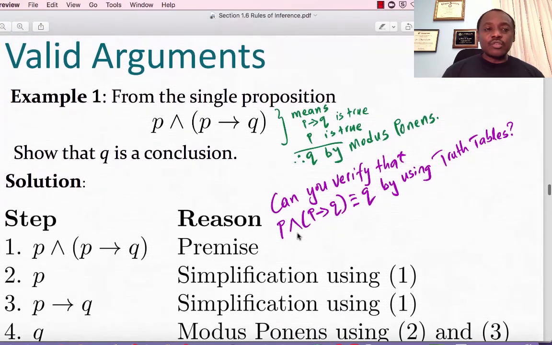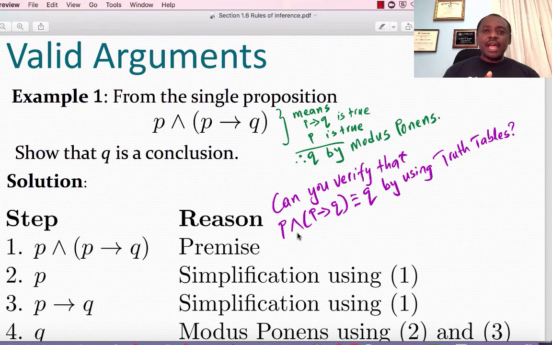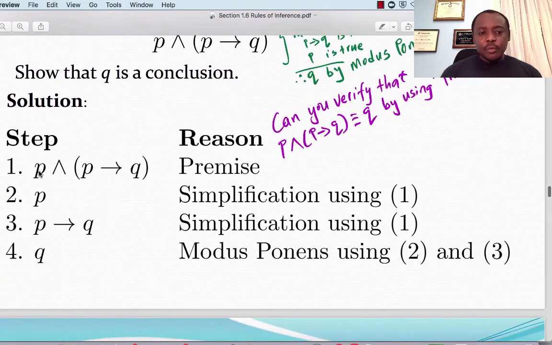And I could use truth tables to show that that gives me a tautology. Now, if we want to use the concept of valid arguments as described by Kenneth H. Rosen, this is what we would see. So P and P implies Q is a premise.